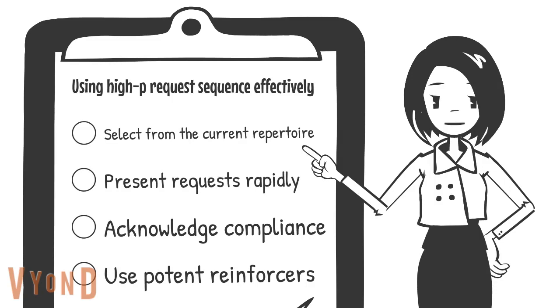Make sure you acknowledge compliance. So learners' compliance should be acknowledged immediately and reinforced. And then using potent reinforcers. So they may emit aggression and self-injurious behaviors to escape from the demands, but making sure that you are using high-quality positive reinforcers.